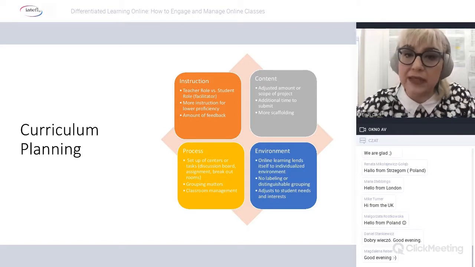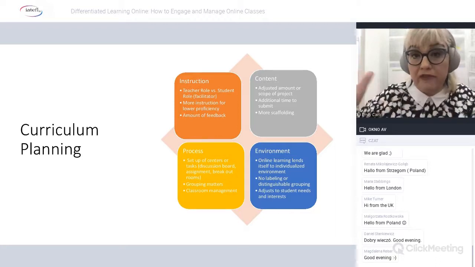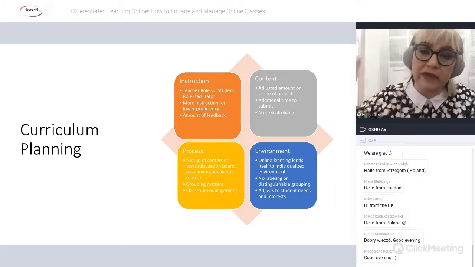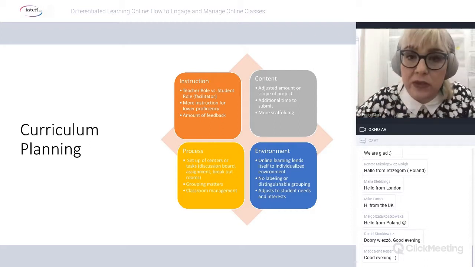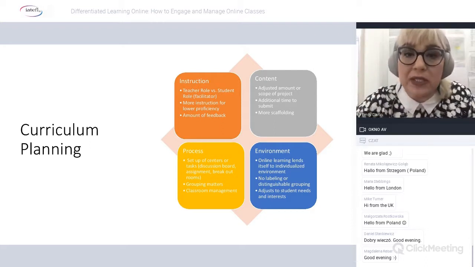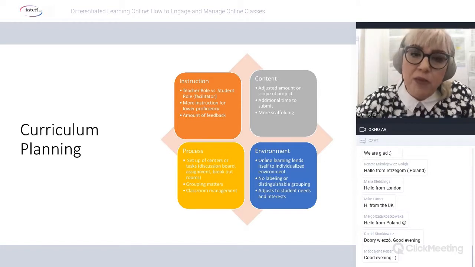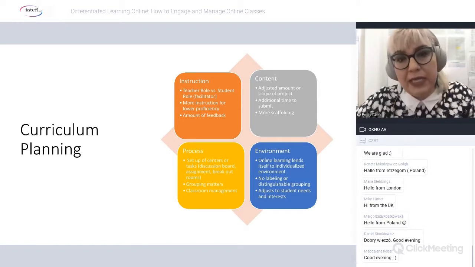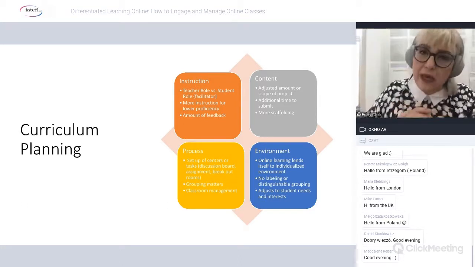Content, you may need to adjust the amount of content you have or the scope of the project, what you're asking students to do, depending on if you have varied classes in terms of differentiating the content you give students. You may need to give them additional time to submit an assignment to you in order to get some help. And then again, more scaffolding. The process for how you do it, you may decide you want to set up different tasks a bit differently.